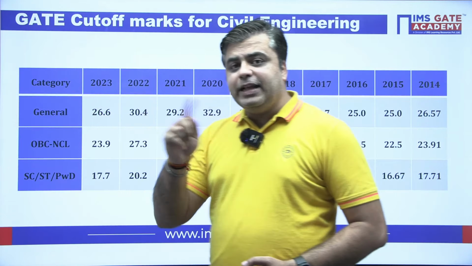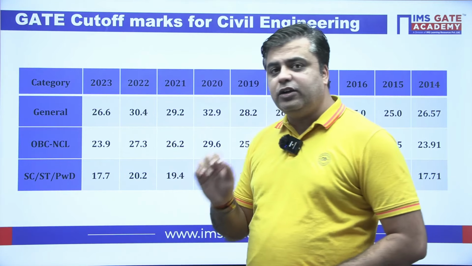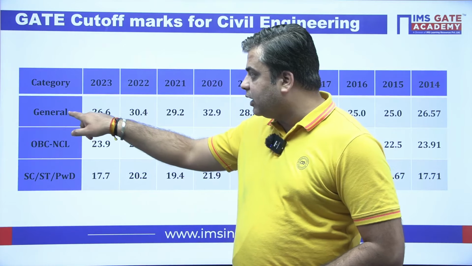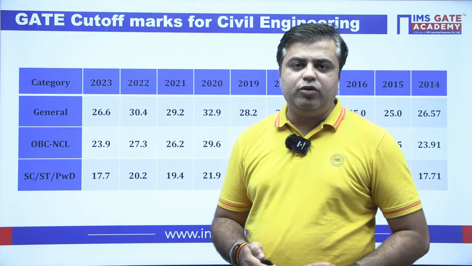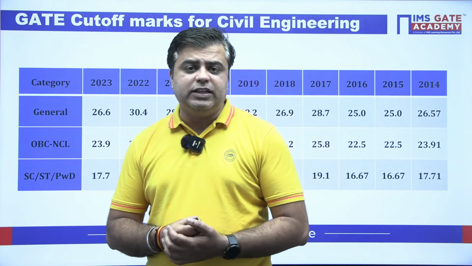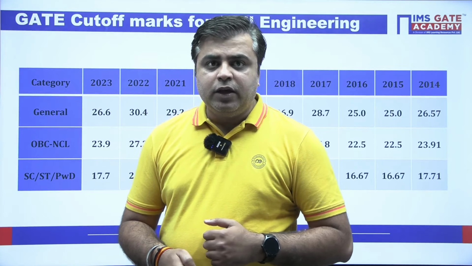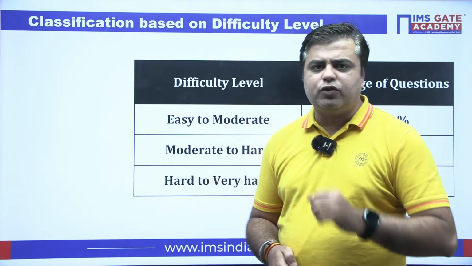Now 90% of the general category cutoff will be the cutoff for OBC non-creamy layer, and 66% of the cutoff of the general category will be the cutoff for SC, ST and PWD candidates. So this is the general cutoff of the GATE examination for civil engineering that we have observed for the last 8 to 9 years. Moving ahead, my dear students, in the GATE examination, 3 varieties of questions are asked.